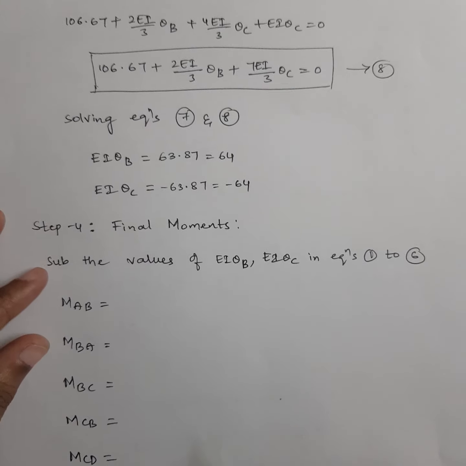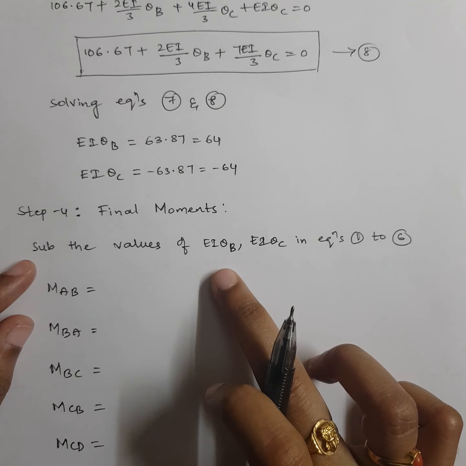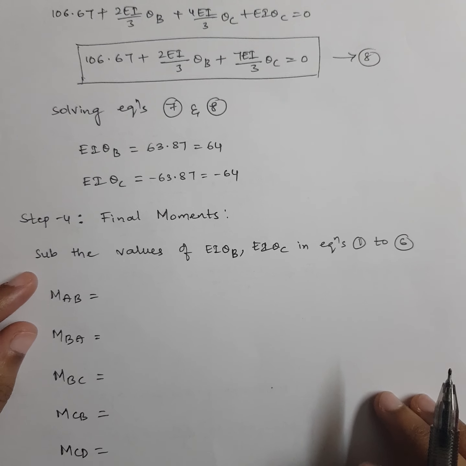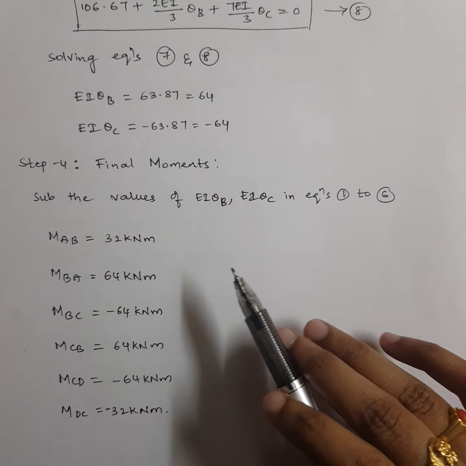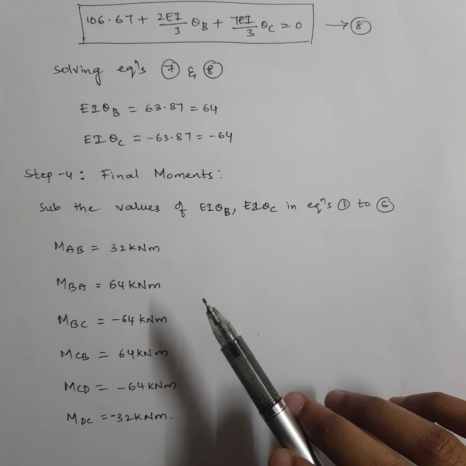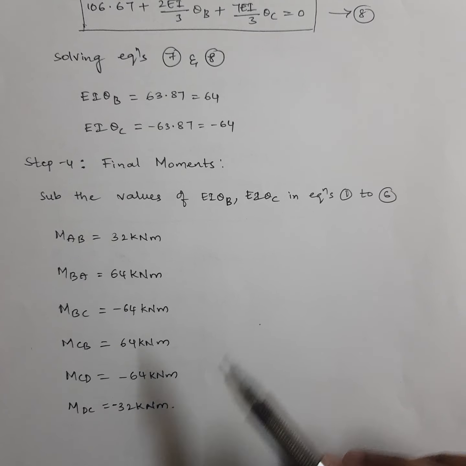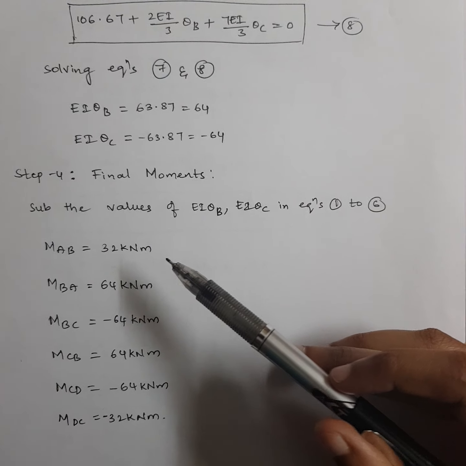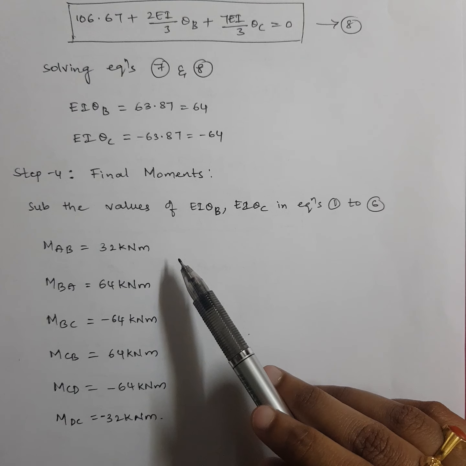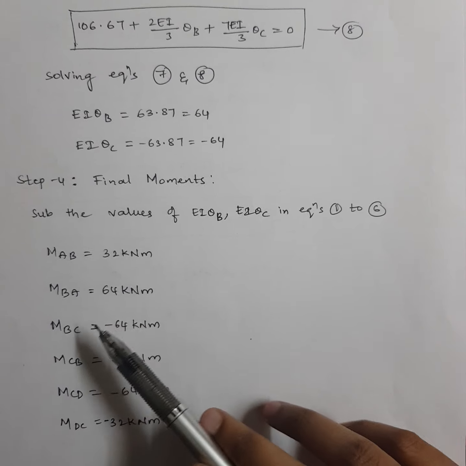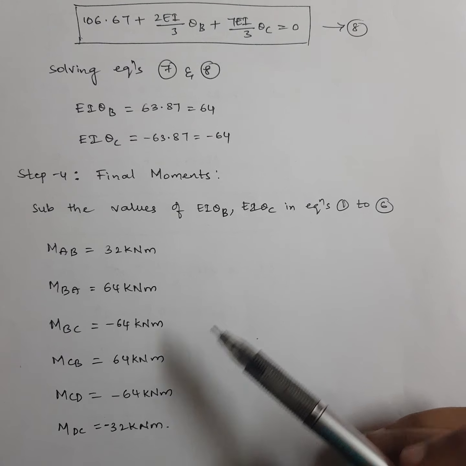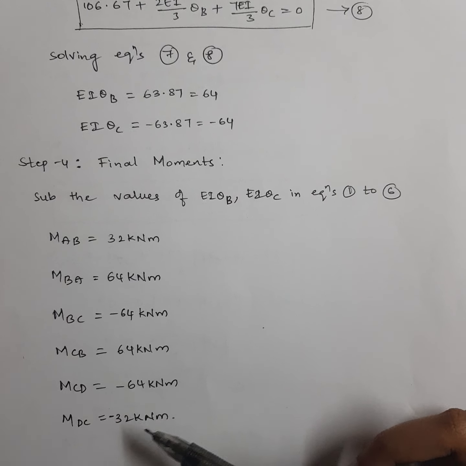Now I'll substitute the values of EI theta B and EI theta C in all the 6 equations, and I'll tell you the values of all the final moments. So I have solved for final moments and I got the values as MAB, MBA, MBC, MCB, MCD and MDC. Here I got MAB as plus 32. Actually MAB should be an anticlockwise moment, but here we got plus. No problem, plus 32, and I got MBA as plus 64. Similarly MBC as minus 64, MCB is plus 64 again, MCD is minus 64 and MDC is also minus 32.